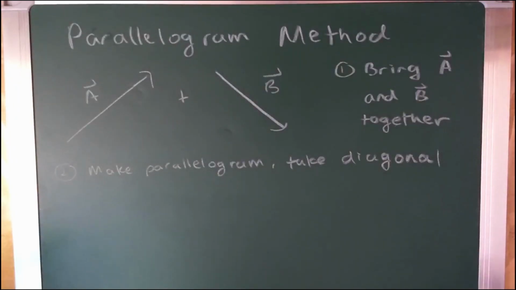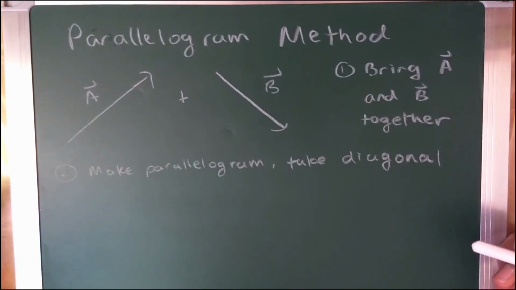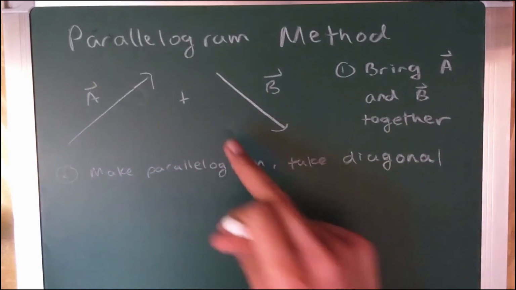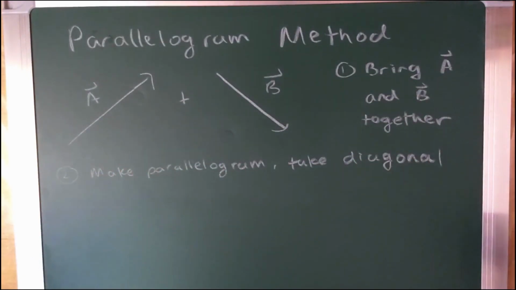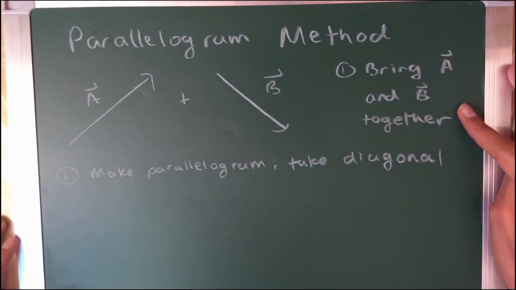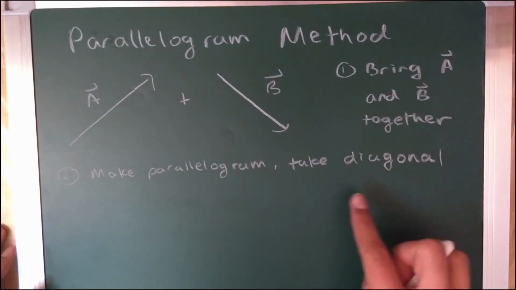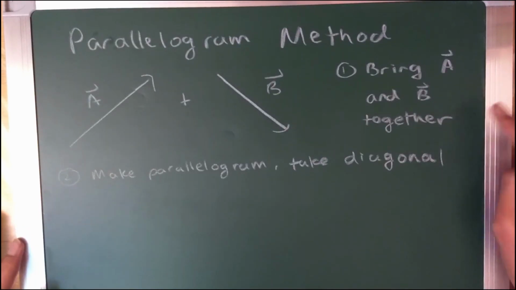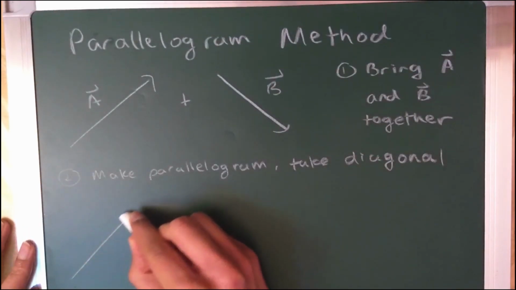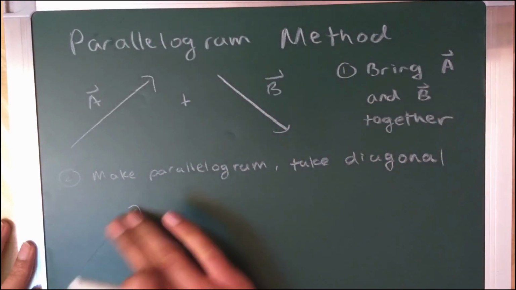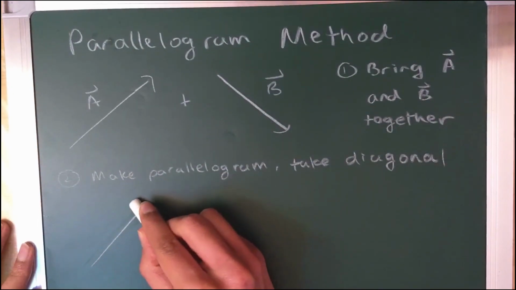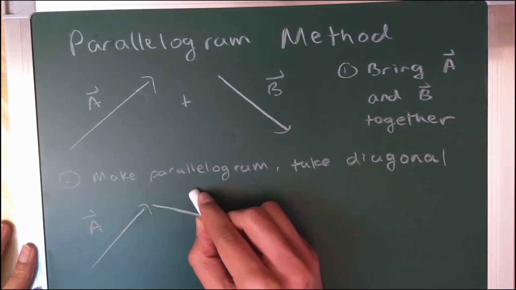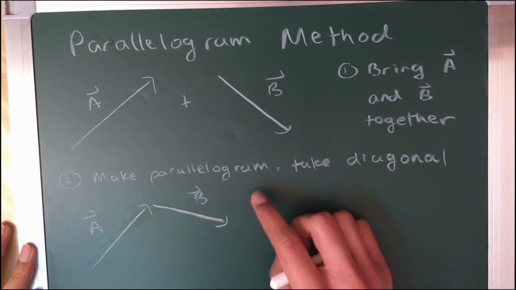So here's another very valid way of doing things. This is the parallelogram method. We have the same vectors, A plus B, and I'll just show you how we do it. We want to bring A and B together, and then we make a parallelogram with that and take the diagonal. This will be more clear when I actually do it. So first step, bring A and B together. The way we're going to bring them together is with the same sort of tail to tip idea. So here's A, here's B. Okay, make a parallelogram.